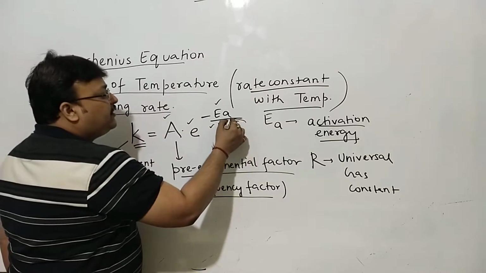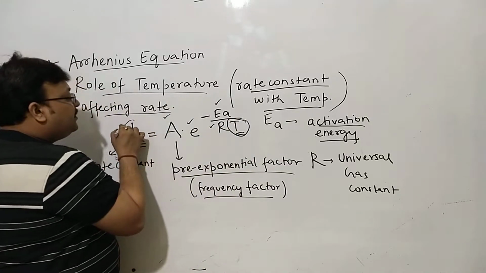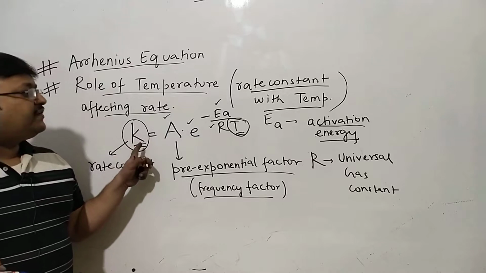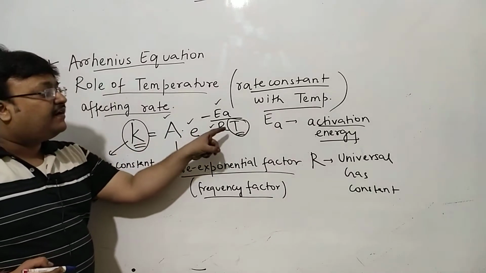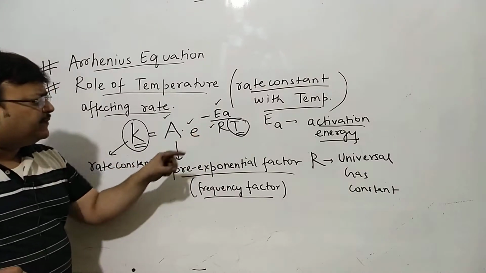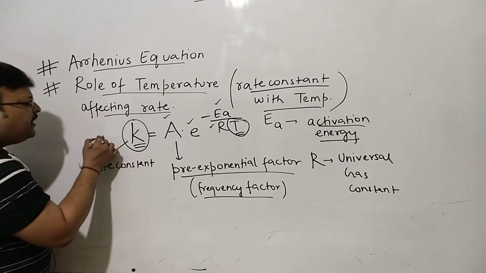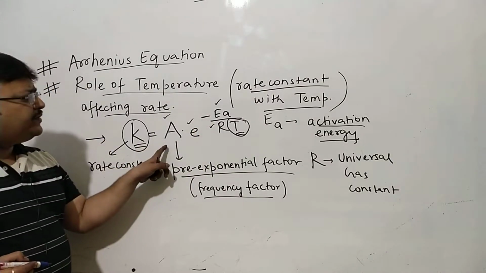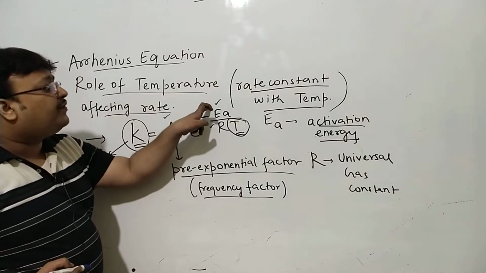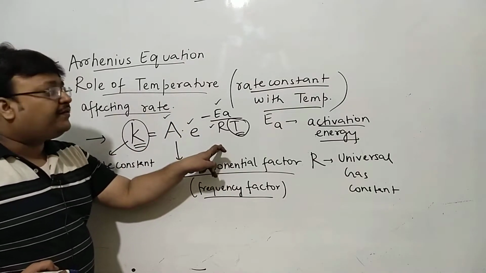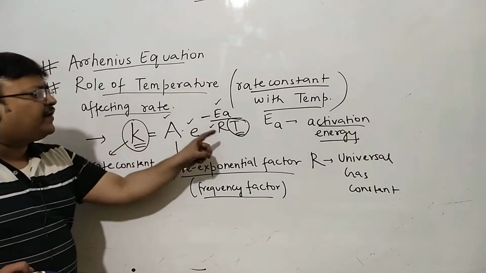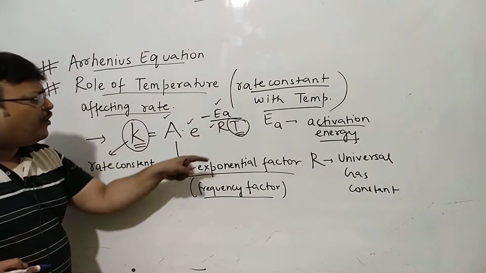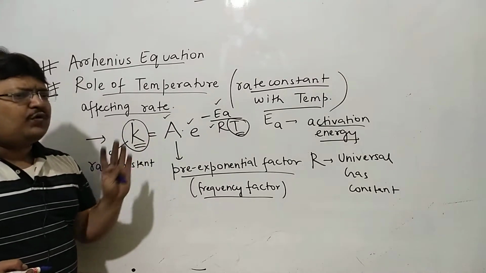So naturally, K and T are the two variables. K changes as T changes. The rest are constants. This is the raw form of Arrhenius equation. So basically these two are variables, and this equation tells you how K changes with temperature. It's the raw form of the equation, difficult to work with.